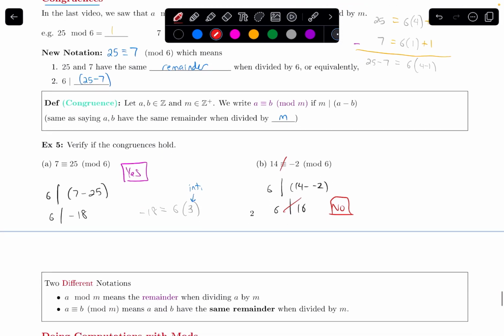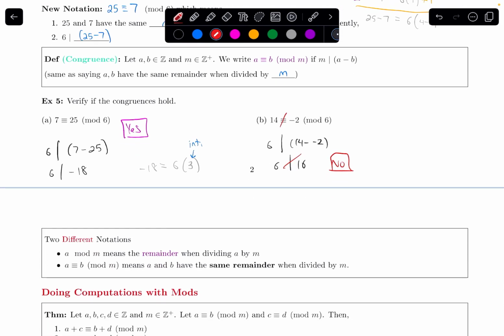So we have two different notations here. In the last video, we saw this notation A mod m, and what that means is just the remainder when I divide A by m. On the other hand, if I write A is congruent to B mod m, what that means is that A and B have the same remainder when divided by m. This is something we want to be careful about when we use this notation going forward.